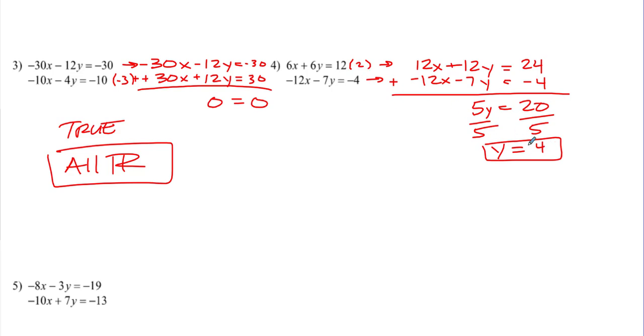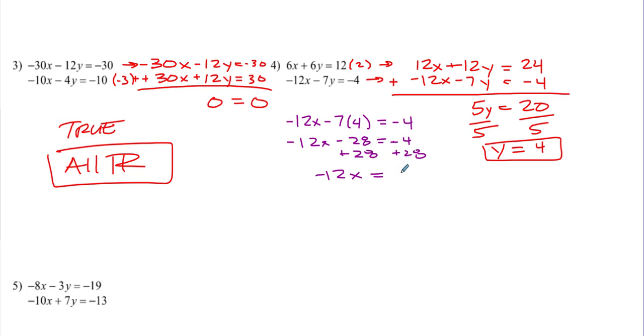Alright, let's do this one in purple. Let's plug this y in. Let's do this bottom one. So negative 12x minus 7 times 4 equals negative 4. Negative 12x minus 7, 14, 21, 28 equals negative 4. I'm going to add this 28 to both sides. And I got negative 12x equals 24. Divide by negative 12. I get x is equal to negative 2. Boom. So we got negative 2 comma 4, and we are good to go.